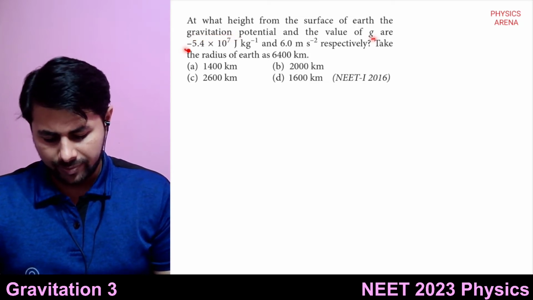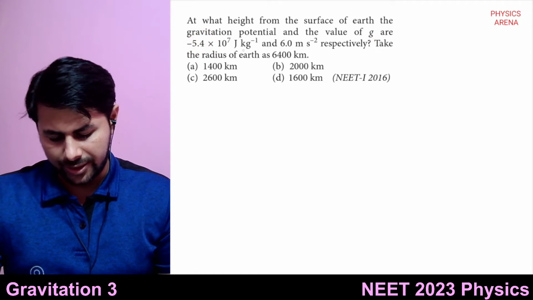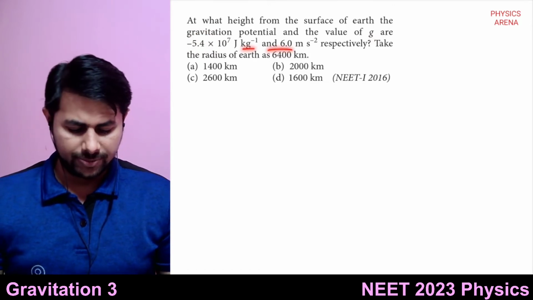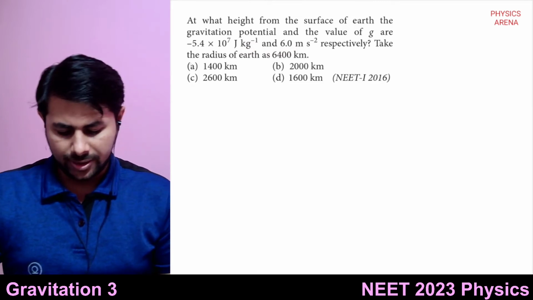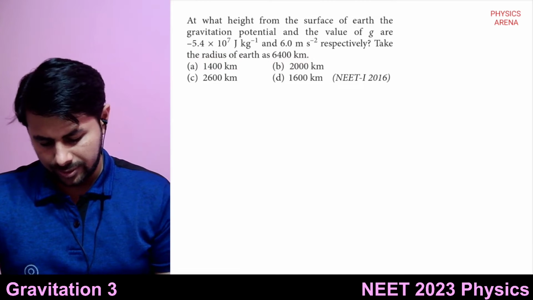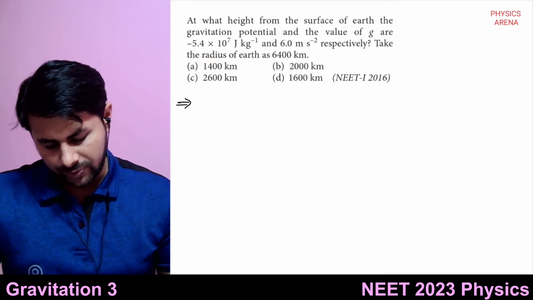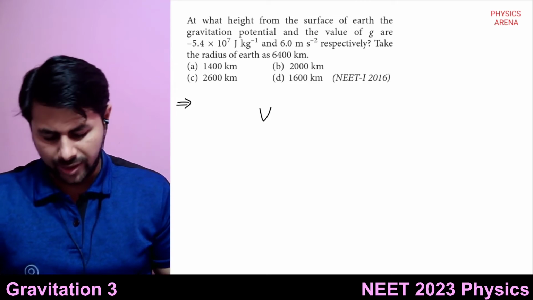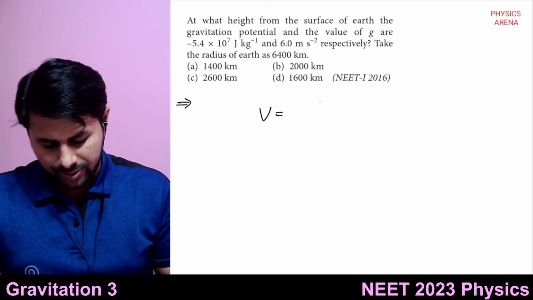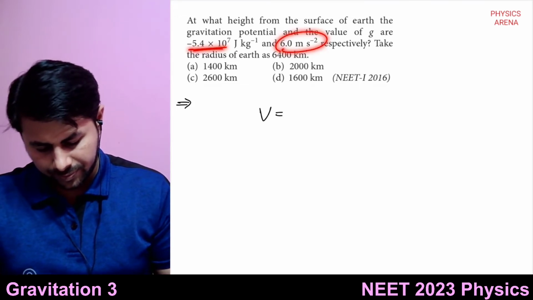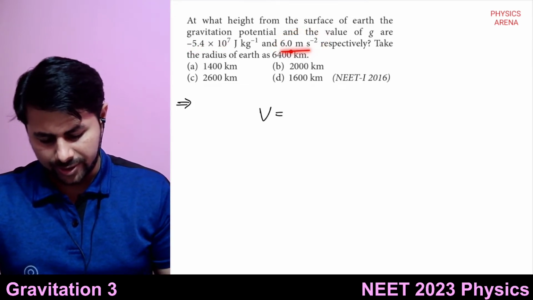Next question. At what height from the surface of Earth are the gravitational potential and the value of g equal to minus 5.4 into 10 raised to 7 joules per kg and 6 meters per second squared respectively? Take the radius of Earth equal to 6400 kilometers. So they are asking at what height the gravitational potential, which is V, is equal to this thing, and g is this much.